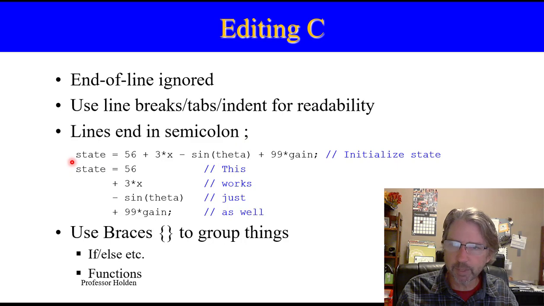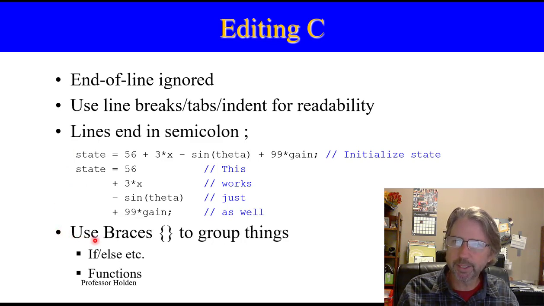So you can write a statement like this where we're defining a variable state, 56 plus 3x, a big long equation, all on one line, the semicolon ending it. That's great, and there's a comment to explain it. You can break it up over multiple lines if this is easier to read. So 56 plus 3x. It keeps adding these statements together until it sees the semicolon. So exactly the same thing, different look, different style for sure.